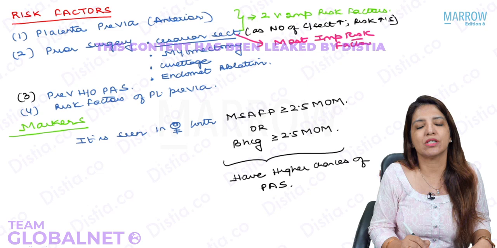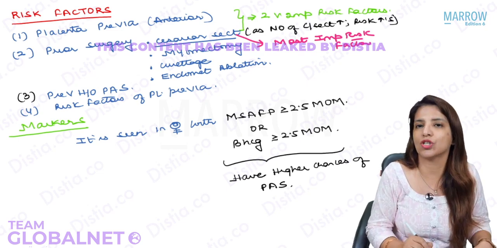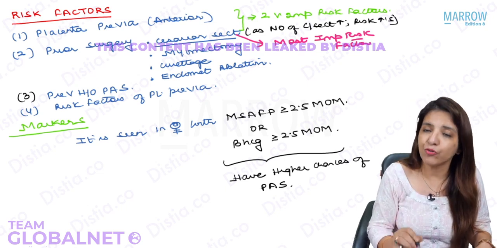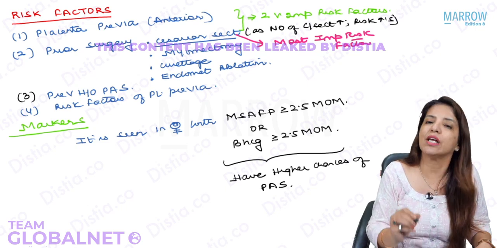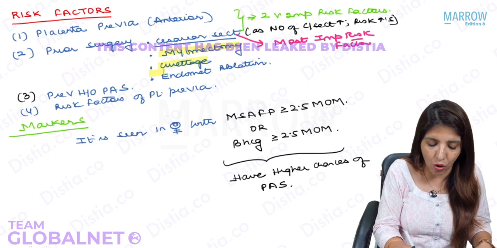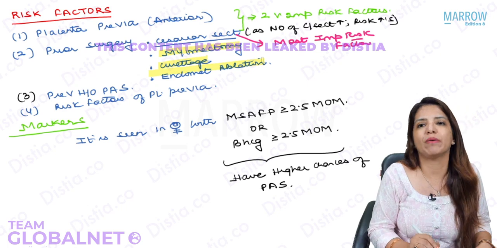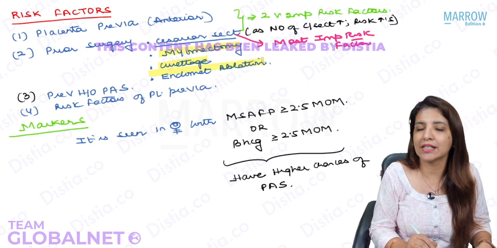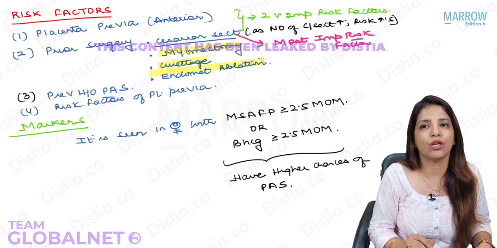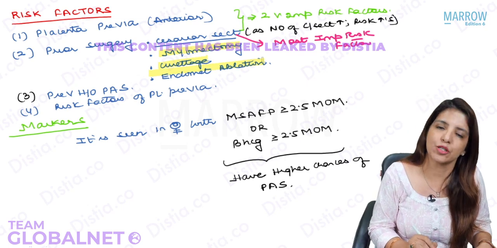Not only is previous history of cesarean section a very important risk factor, but as the number of cesarean sections increases, the risk also increases. Apart from previous cesarean section, if there is a history of any other uterine surgery like myomectomy, curettage or endometrial ablation, that is a risk factor. Previous history of placenta accreta spectrum is a risk factor, and all the risk factors which we studied while I was teaching you placenta previa are risk factors for placenta accreta spectrum also.